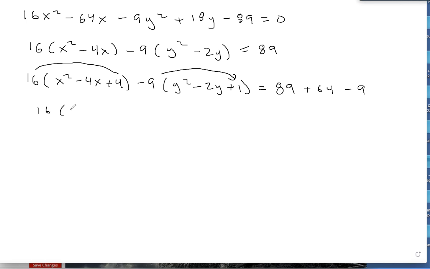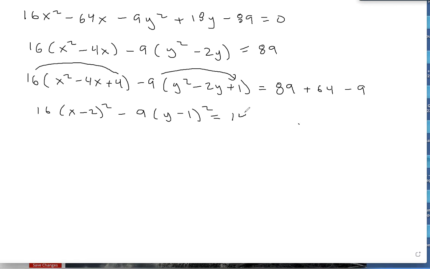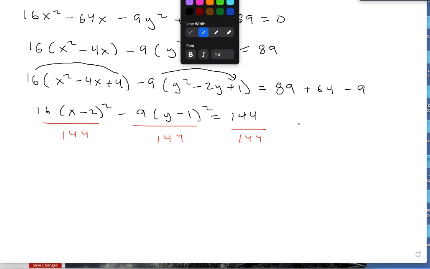This is going to be 16 times x minus 2 squared, and then minus 9 times y minus 1 squared. And this ends up coming out to 144. And I bet right here is where you have a 96. And then when you brought that over, that's where it wasn't reducing well for you. But now, with that as a 144, because the 9s would cancel, 80 plus 64, 144. If I divide that out, it's going to work out on this side now. And I think that's probably where you're stuck.